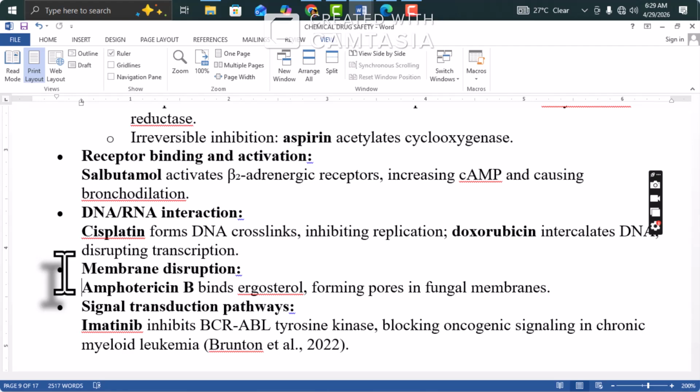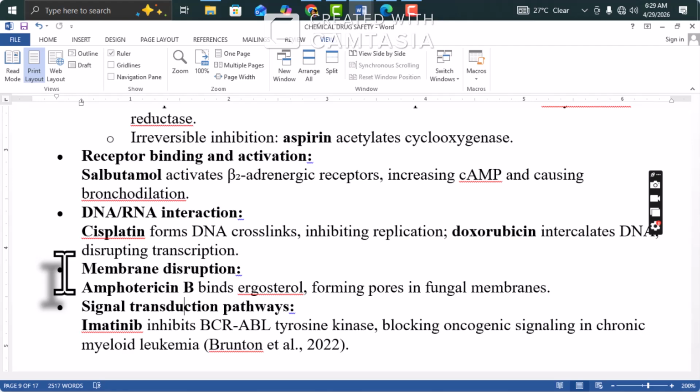The same with amphotericin B. It binds to ergosterol, forming pores in the fungal membrane. So here it forms holes in the membrane of the fungus and thus kills the fungus.